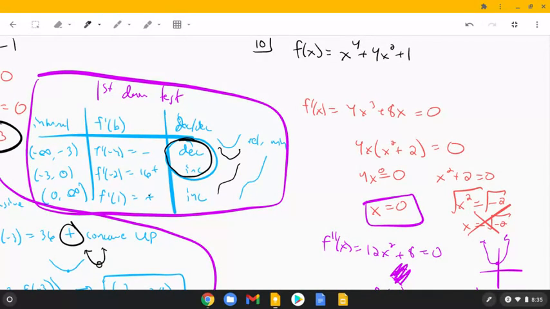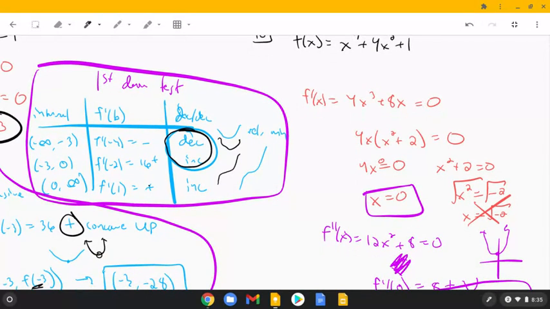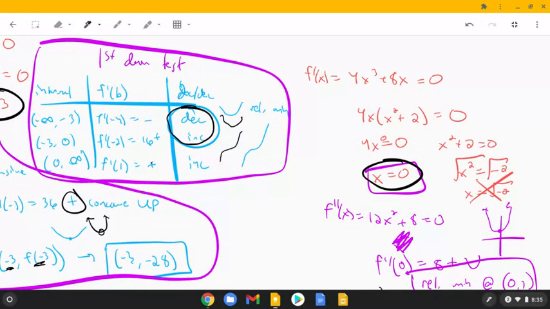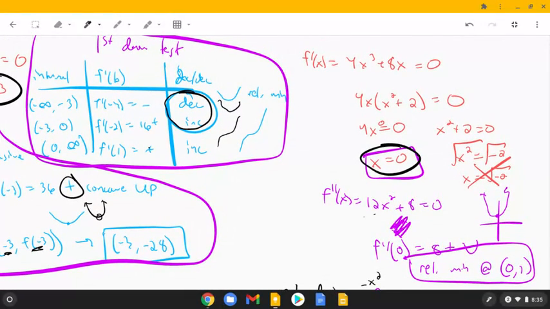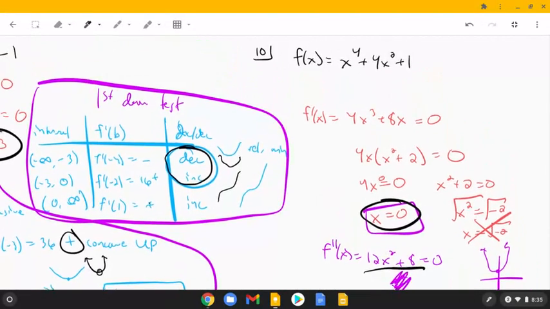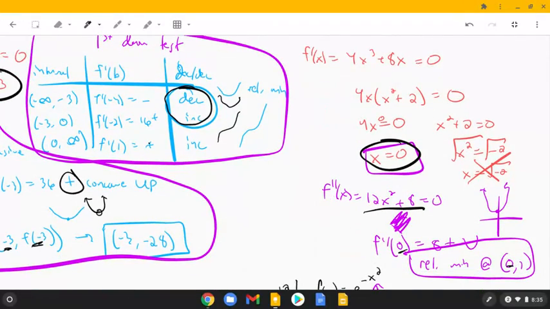For number 10, very similar. Take the first derivative, and then we factor out the greatest common factor there of 4x. I set each of those equal to 0 to get x equals 0. The second one, when we solve that one, we get the square root of -2, which does not exist. So our only critical point there is 0. We then compute the second derivative, 12x squared plus 8, and then we plug 0 into that. That is a positive 8, so that tells us it's a relative min at 0. Then we plug 0 into the original function, f there, and we get 1. So that's where 0, 1.